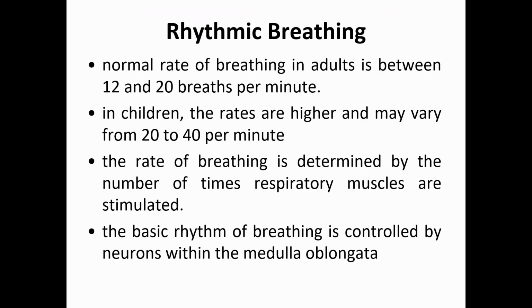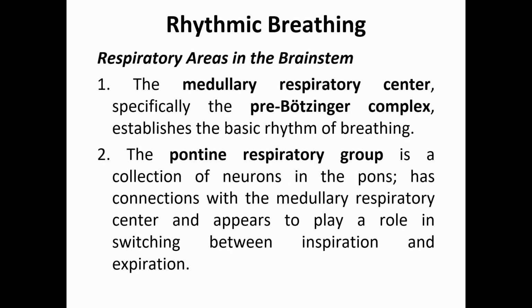Okay, so we have rhythmic breathing. The normal breathing rate of adults is between 12 and 20 breaths per minute. For children, it may be higher and may vary from 20 to 40. This is because children have less lung capacity than older people. The rate of breathing is determined by the number of times respiratory muscles are stimulated. The basic rhythm of breathing is controlled by neurons within the medulla oblongata.